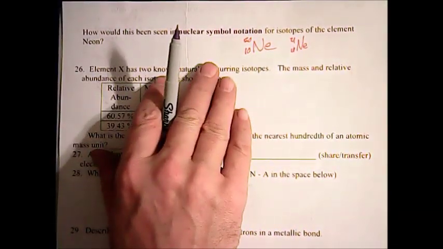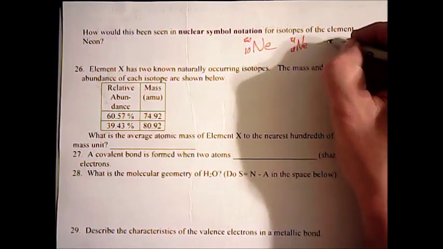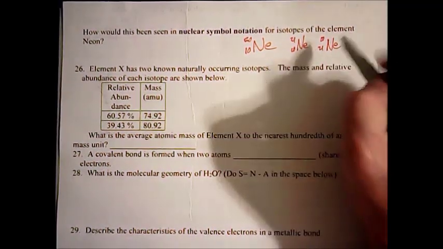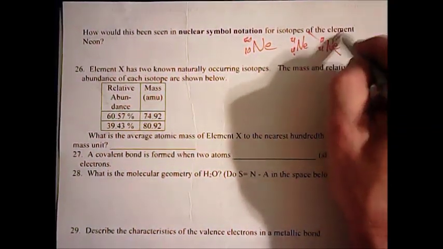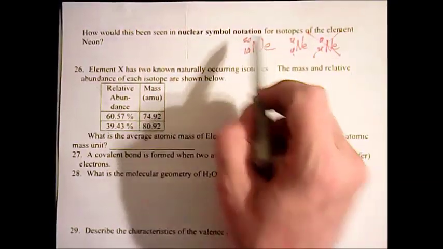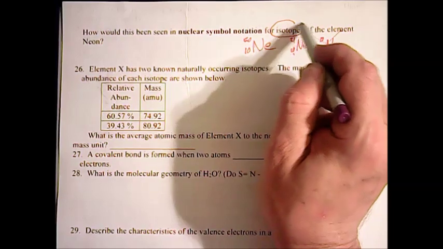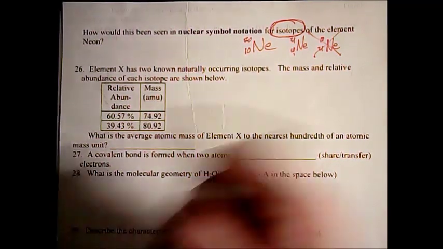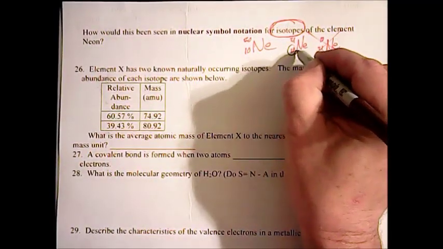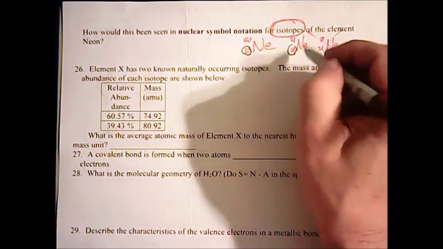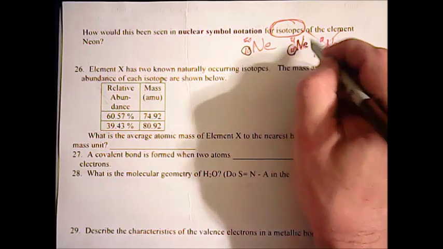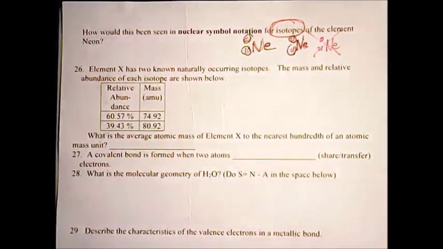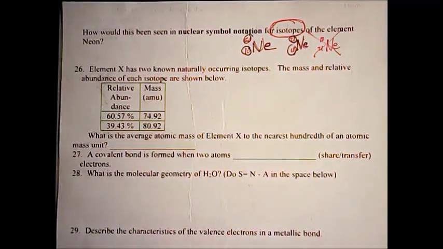But how they're going to ask you this on the test, I'm not sure. My guess is that they might switch those numbers around. What if they put the 10 on top and the 21 on the bottom? Is this an isotope of neon? No, this right here doesn't even exist. So, if you're looking for isotopes, what you need to do is find something that has the same atomic number and the same symbol, but it has a different mass. And that just means it has a different number of neutrons.